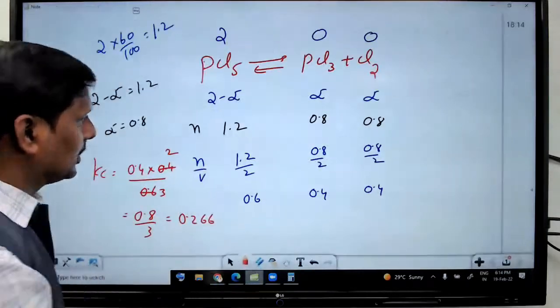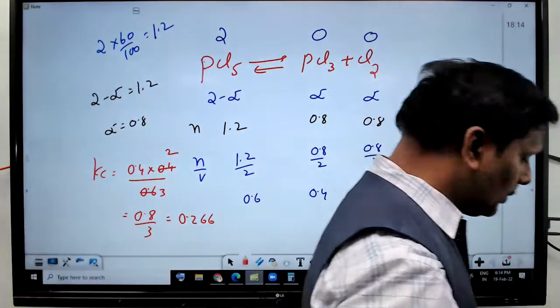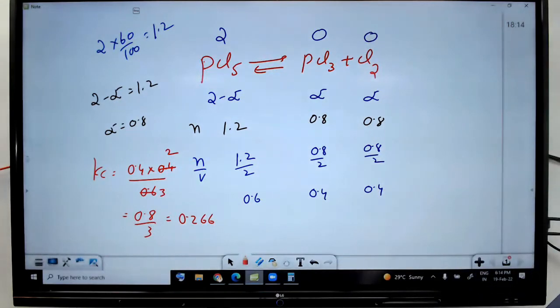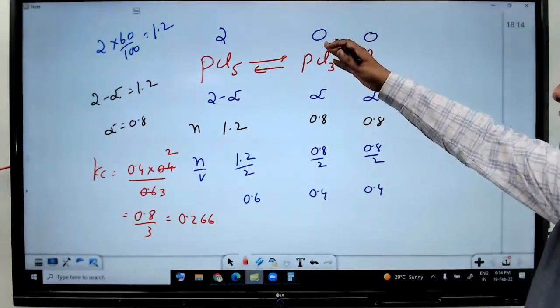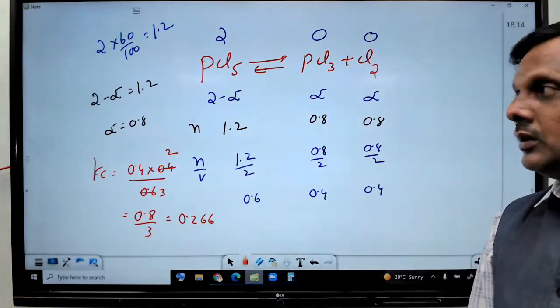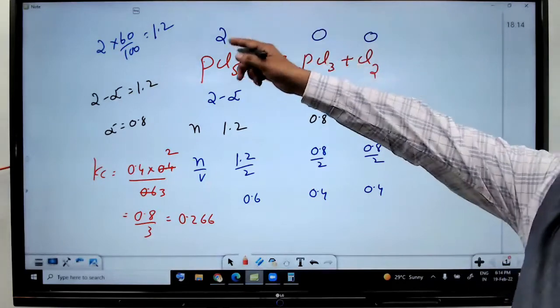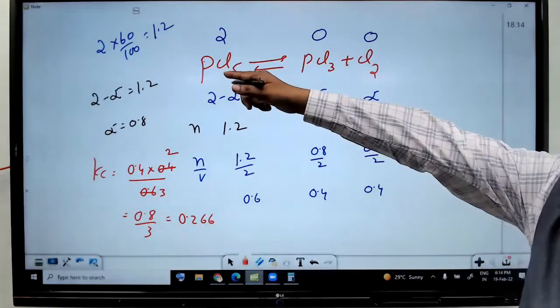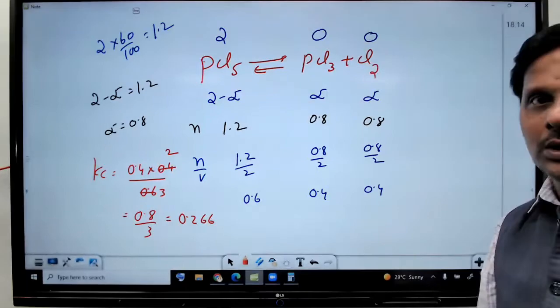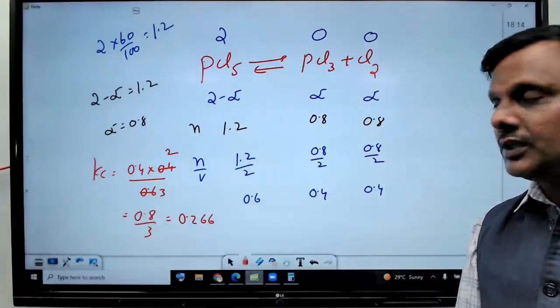Once again, check the problem. 2 moles of PCl5 is given, which is dissociated into PCl3 plus Cl2. Initial number of moles 2 is given, before starting 0, 0. Assumption is alpha, alpha, 2 minus alpha. But given out of 2, 40% is dissociated, 60% is remaining left over. 2 moles में 60% कितना है, 1.2. मतलब 2 minus alpha is equal to 1.2, then alpha is equal to 0.8.